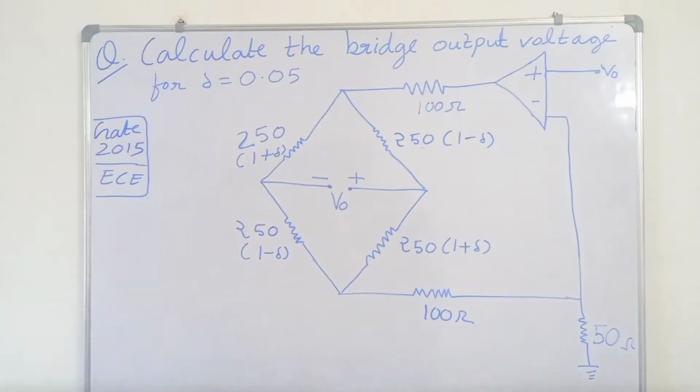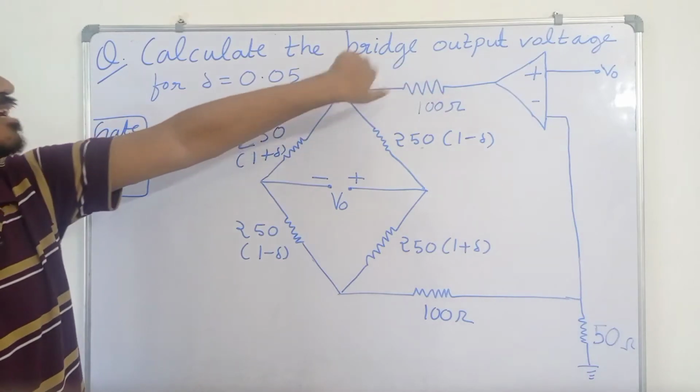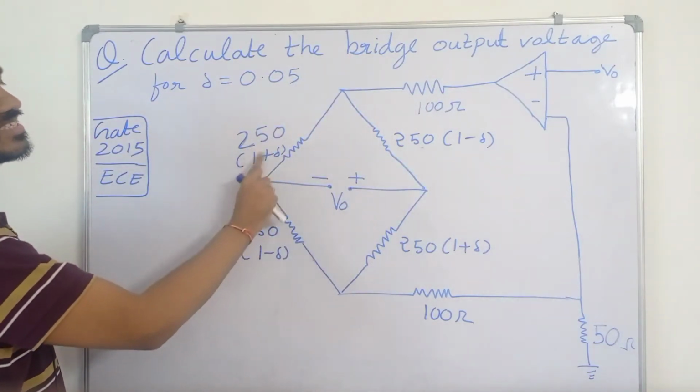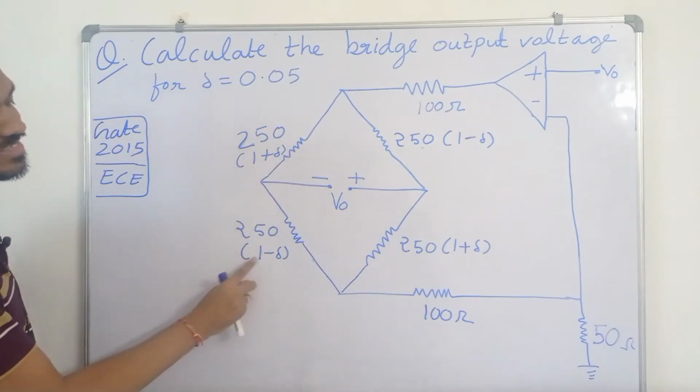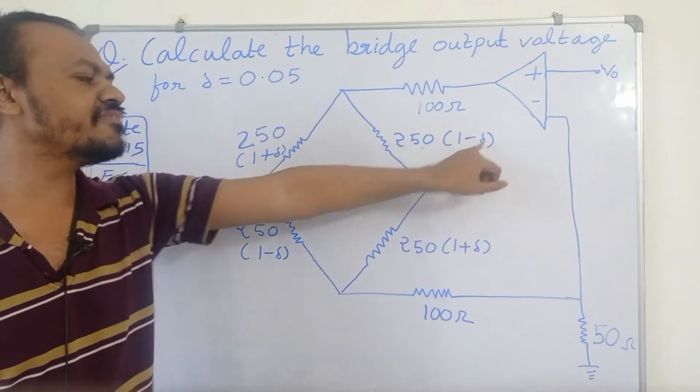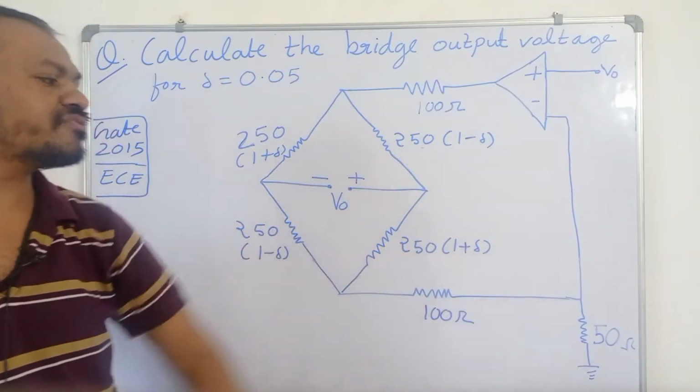We are discussing a question from GATE 2015 electronics branch. It says that this is a bridge circuit which is given to us. These are four resistances. This resistance is 251 plus delta. This resistance is 251 minus delta. This resistance is 251 minus delta. This resistance is 251 plus delta.